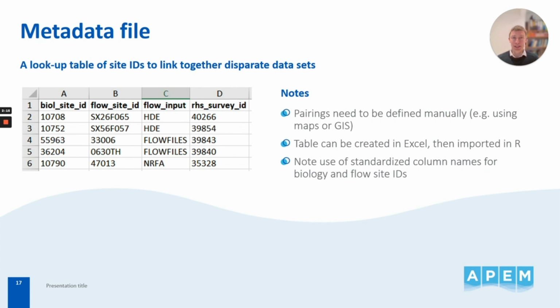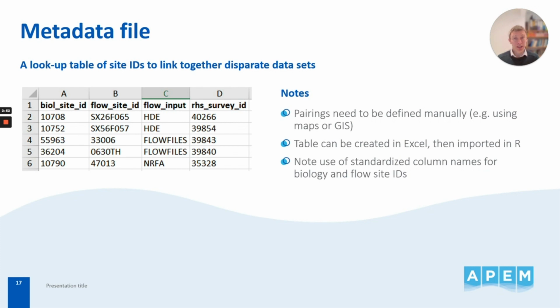So to create this metadata file requires a little bit of groundwork, either looking at maps or some GIS analysis to work out for each ecological sampling location where is the nearest or the most appropriately located gauging station, where is the nearest or most appropriately located RHS survey, and so on. All that information can be gathered together in a simple Excel table and then imported manually into R, and that provides the starting point for then extracting these data sets from different online databases.